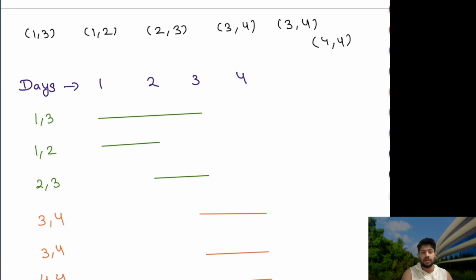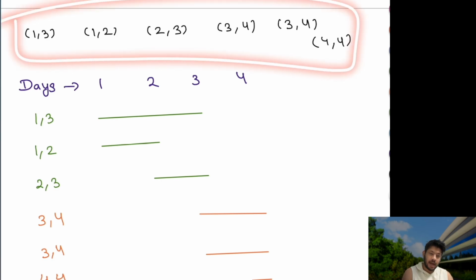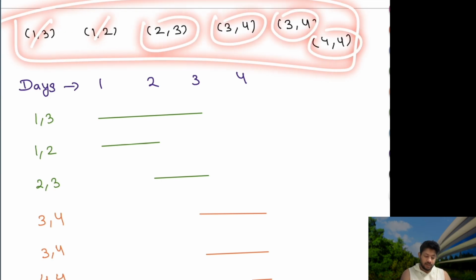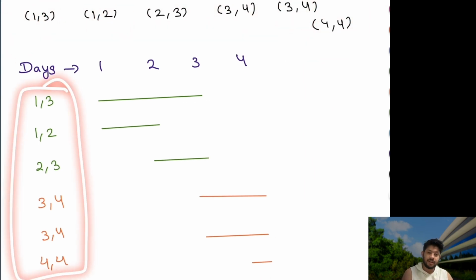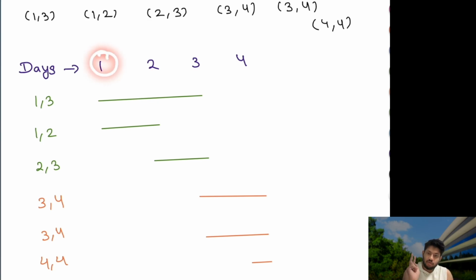Now let us see a scenario in which we will not be able to attend all the events. So let us say these are the events which are happening: 1 to 3, 2, 1 to 2, 2 to 3, 3 to 4, 3 to 4, 4 to 4. These are 6 different events which are happening on different days. On day number 1, I have 2 options, to attend this event or this event, right? What I will do is I will attend this particular event on day number 1, right?